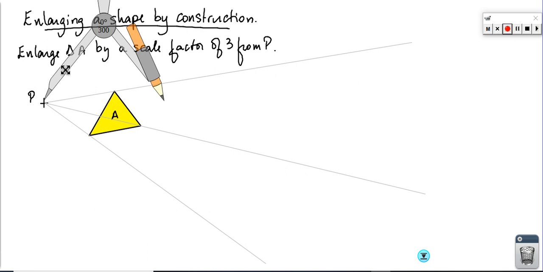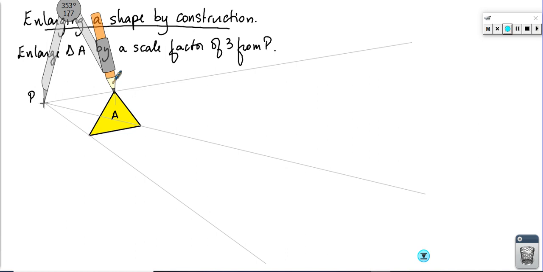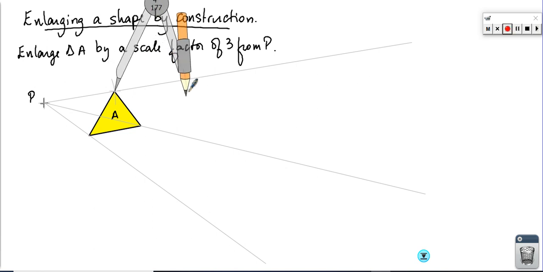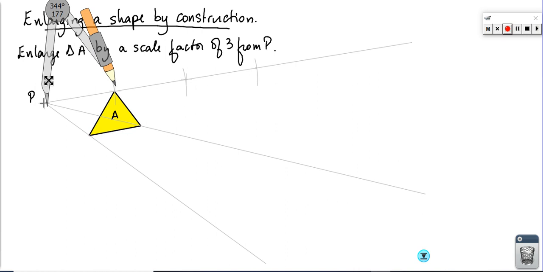Now we're going to use the compass to do the construction. So I'm going to place the compass on P and start my construction. Notice that that is the distance from P to the first vertex. I'm going to do the same 3 times. So that's 1, that's 2, and that's 3. So our first point is this one here. I'm going to do the same for the other 2 vertices.